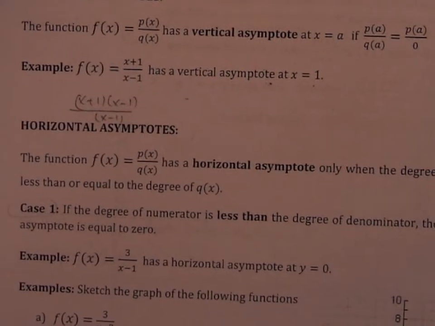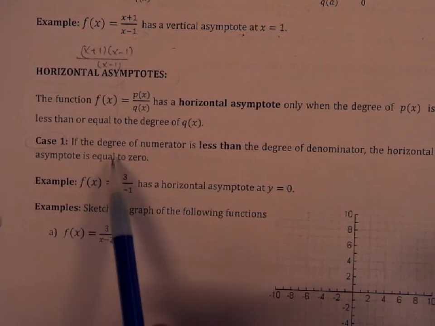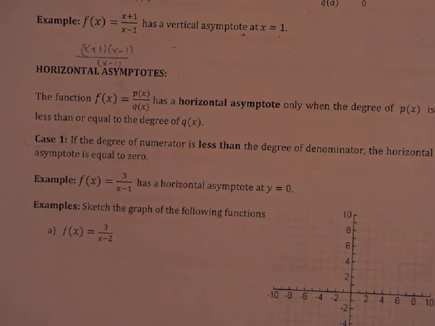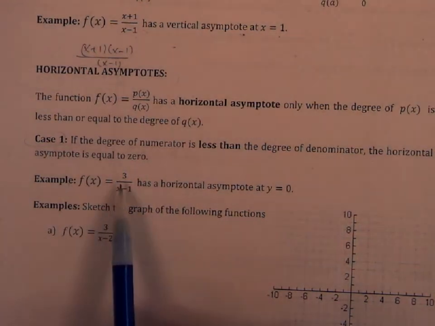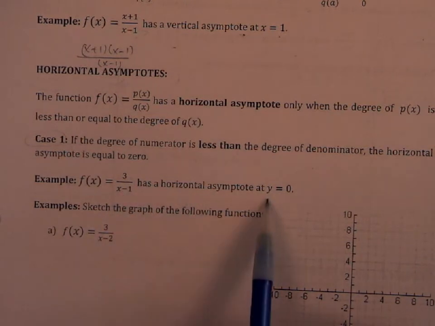Okay, so those are the 3 cases. So let's look at case 1. Okay, now we are checking if the degree of the numerator is less than the degree of the denominator, the horizontal asymptote is equal to 0. Okay, example, let's say you have 3 over x minus 1, the degree of the numerator is 0, the degree of the denominator is 1, so then you have a horizontal asymptote at y equals 0.